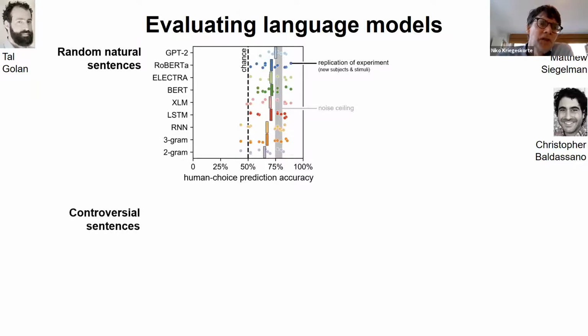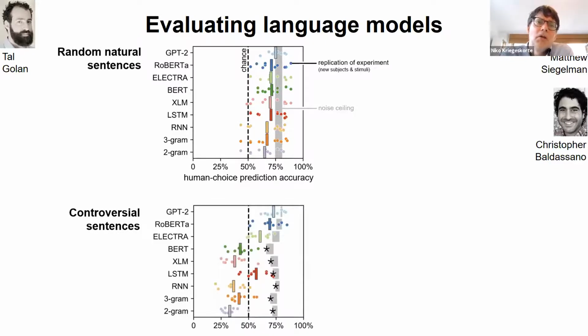When we used controversial sentences, we saw a much more interesting picture where the range of performance of the different models is much wider. So now we see that several of the models can be rejected. They're significantly below the lower bound of the noise ceiling, indicated by the black star here. And also when we did the pairwise model comparisons, we now saw that GPT-2, for example, dominated all the models except Roberta in this example. And there are many other significant model comparison results.